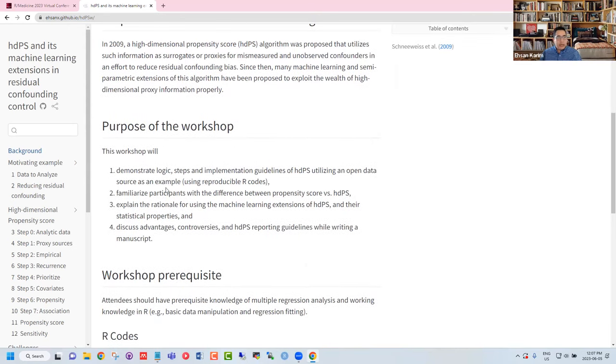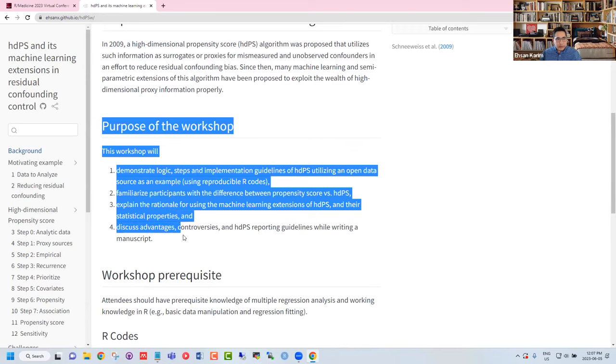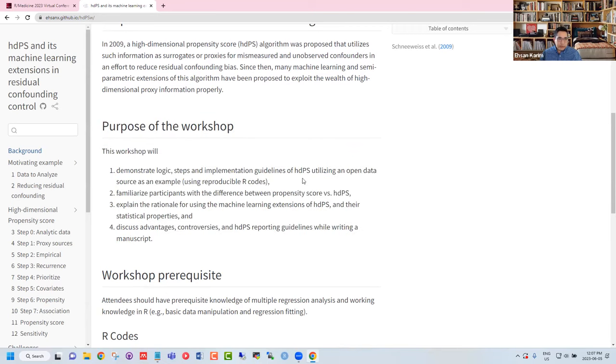All right, so I was basically describing the purpose of this workshop. I'm going to explain the implementation guidelines as well as the difference between high dimensional propensity score and propensity score, and then the rationale of some of the extensions in the machine learning and double robust version, and then I will talk about some of the advantages and limitations.